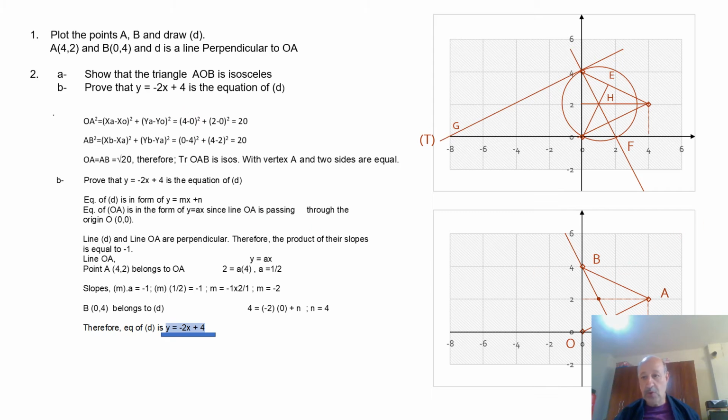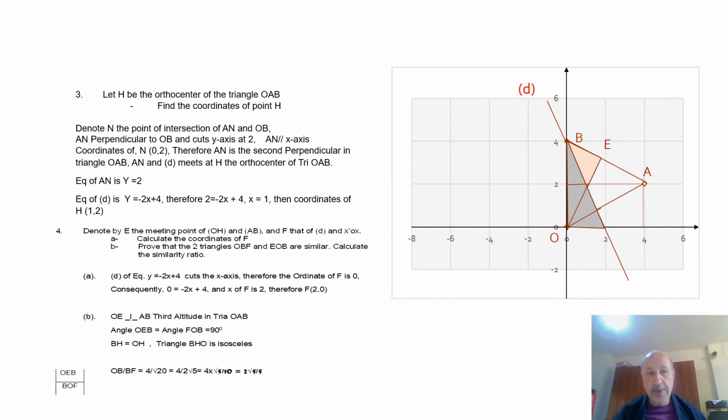Let's continue to question number 3. Let H be the orthocenter of triangle AOB. Find the coordinates of H. How to find the coordinates of H? H is the point of intersection of D and the line, this line, parallel to the x-axis.